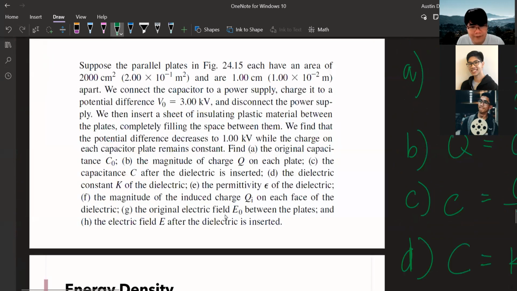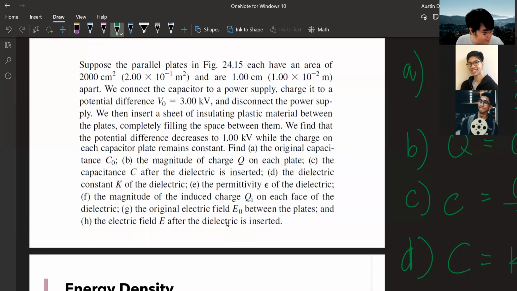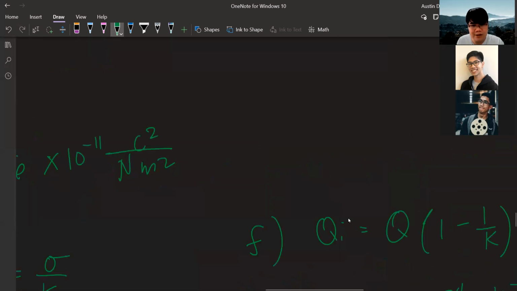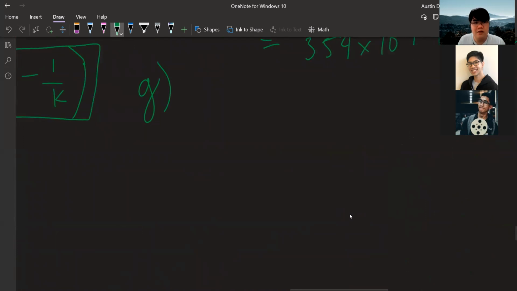So the original electric field between the plates. Okay, there is a lot of ways to solve this. Okay, so E daw, no, initial field daw. So pwede akong gumamit nito, sigma over epsilon naught. And this is just Q over A epsilon naught. I have my Q, I have my A given yan. Epsilon naught, alam ko din.